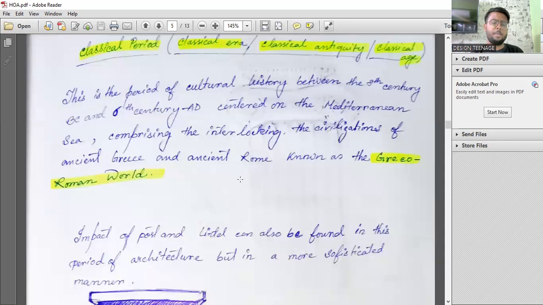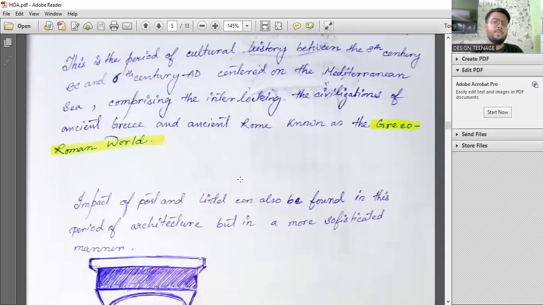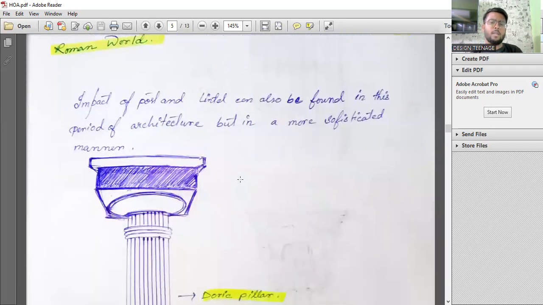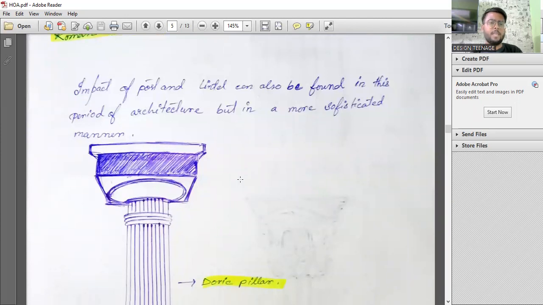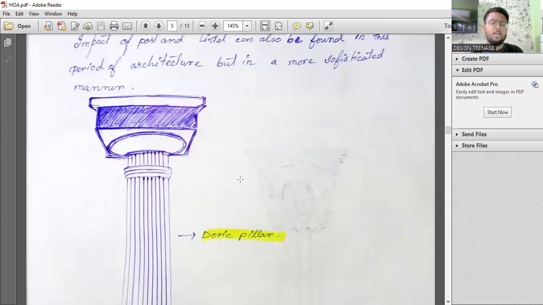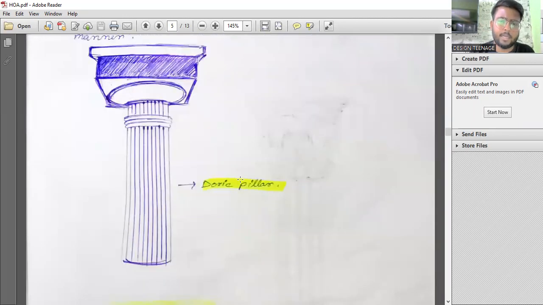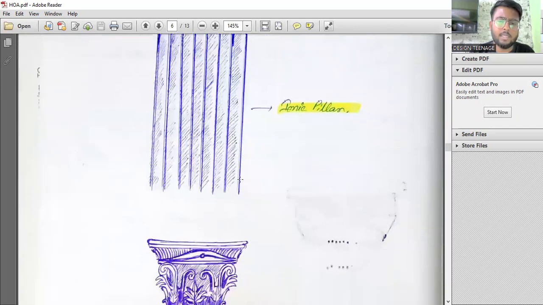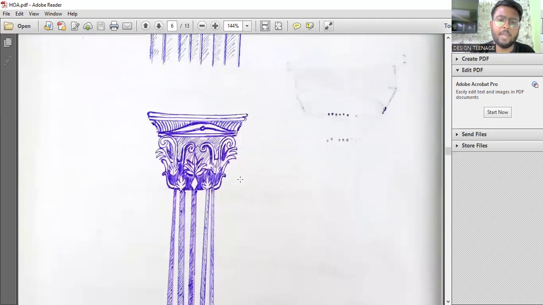That's why when we go deep into Greek architecture, we understand the columns, and the same kind of things are there in Roman architecture as well. Its impact can also be found in this period of architecture, but in a more sophisticated manner. These things are known as orders in Greek architecture. This is the Doric order, this is the Ionic order, and this is the Corinthian order. Orders means nothing but pillars.